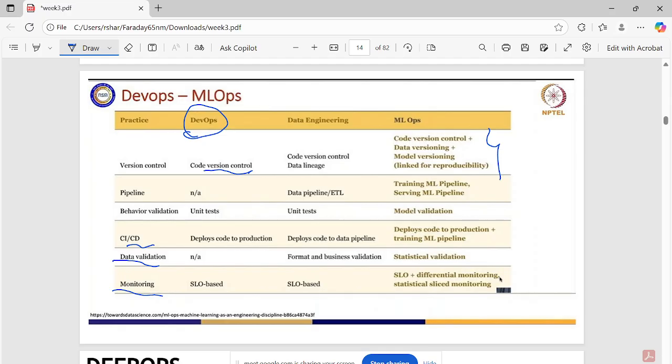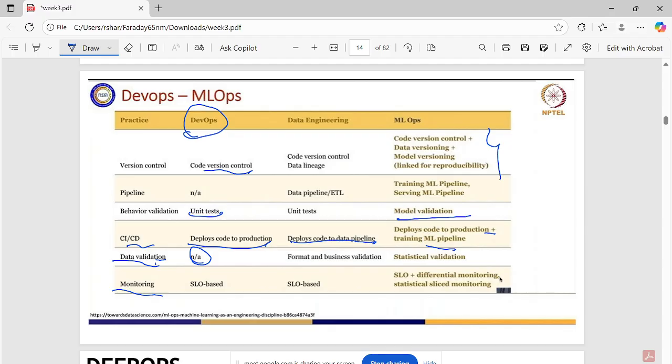Then the behavioral validation: here we have unit tests, but in the case of MLOps, it's model validation. And when we talk about CI/CD, it deploys code to production, deploys data to the pipeline, and deploys production plus the training ML pipeline. So these are certain differences in how they do these things. Then validation: data needs to be validated. In the case of DevOps, there is no data, so it's not applicable.